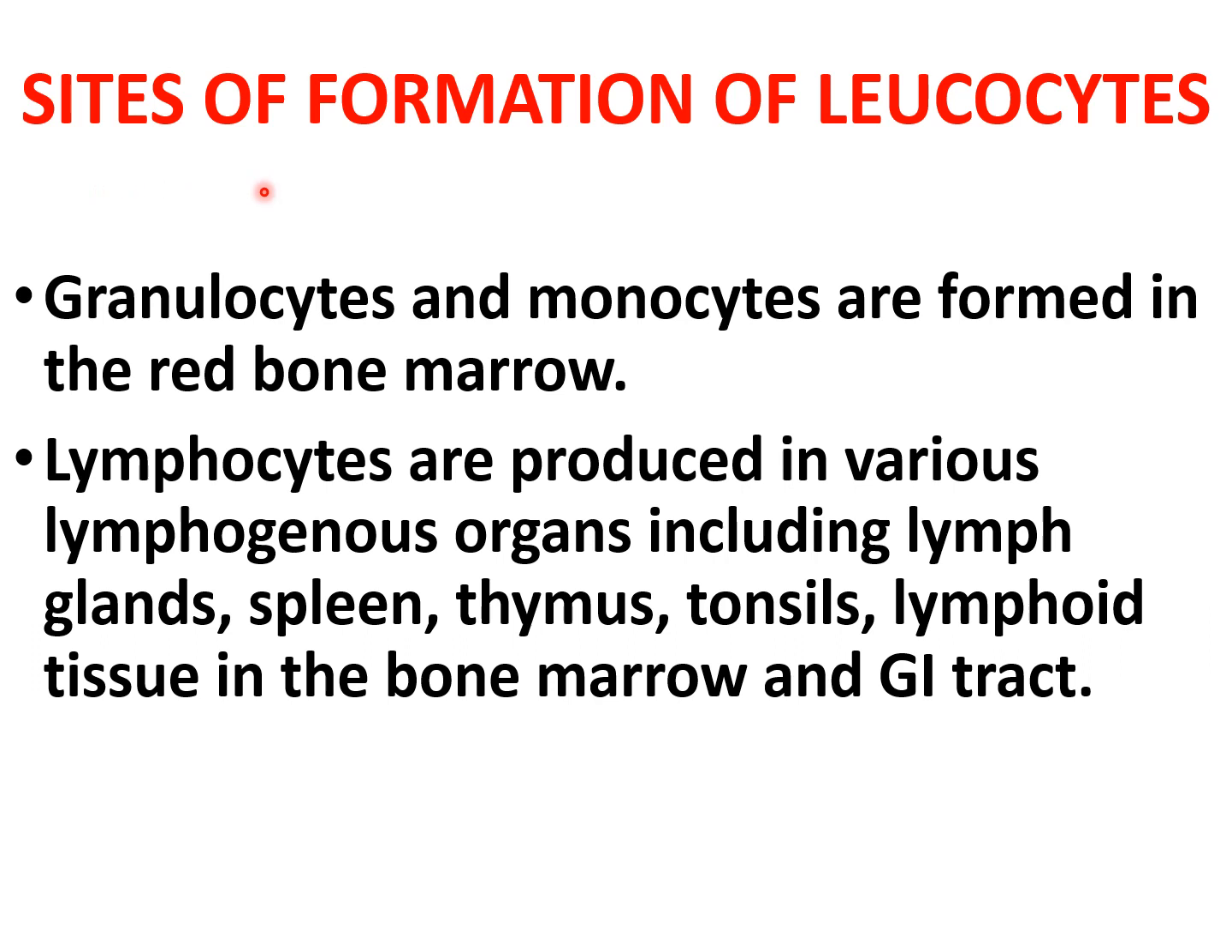Then what are the sites of formation of leukocytes? Granulocytes and monocytes are formed in the red bone marrow. Lymphocytes are produced in the various lymphogenous organs including lymph glands, spleen, thymus, tonsils and lymphoid tissue in the bone marrow and gastrointestinal tract.